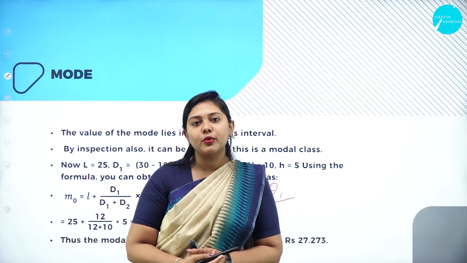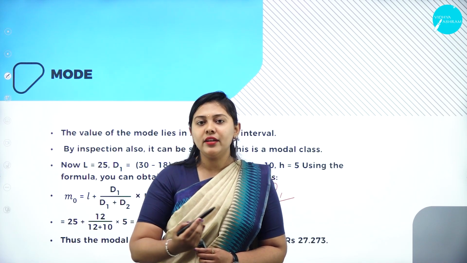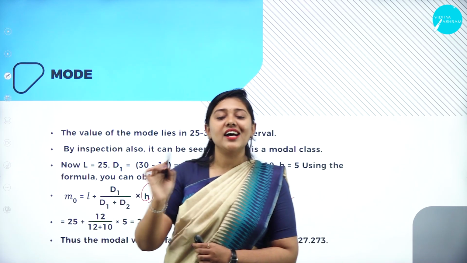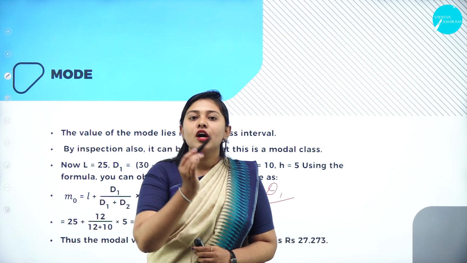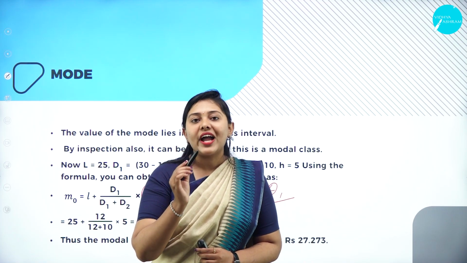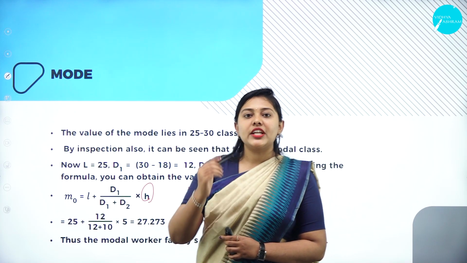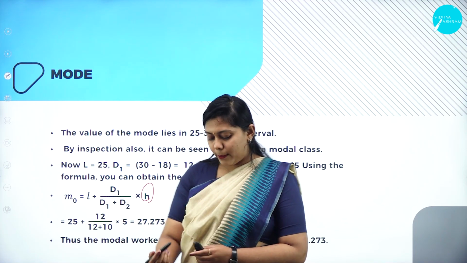When we solve the problem, we will understand how to take up D1 and D2. What is this H? H is nothing but the class interval, the difference in the interval. Suppose 45 to 50, so we have class interval 5. So H acts as 5. When we take up the problem, I will explain how to solve it.